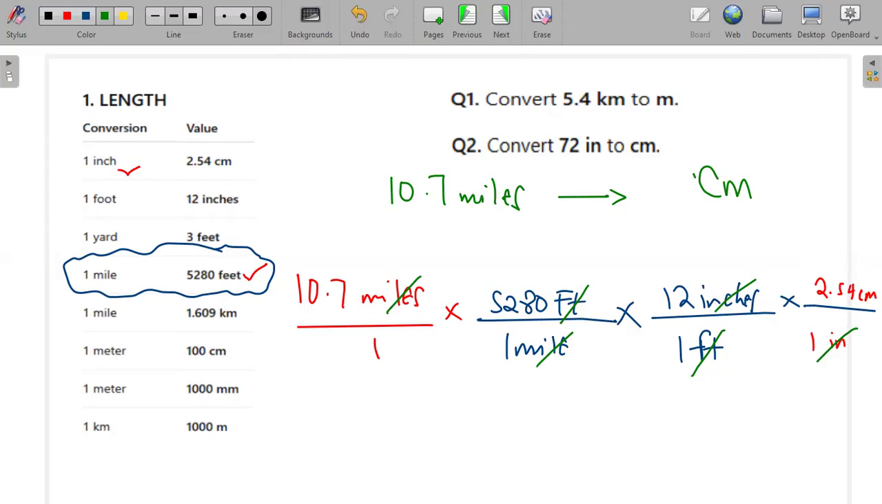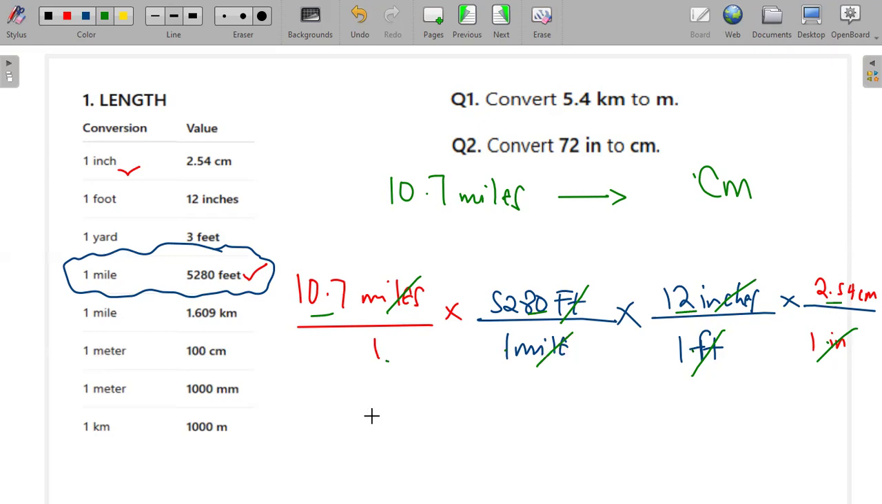So on top, I can see 10.7 multiplied by 5280, and then multiplied by 12 multiplied by 2.54. So I've multiplied this one, multiplied by this one, multiplied by this one, multiplied by this one. And then down here, I just have 1, 1, 1, 1. So whatever answer I'm going to get, I'm going to write it here.